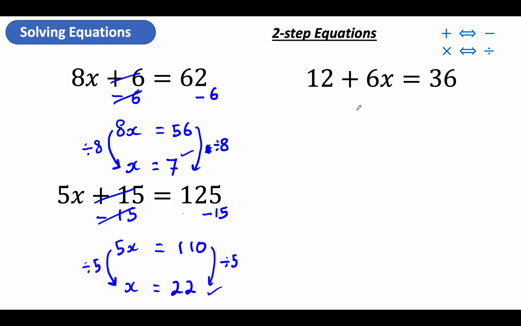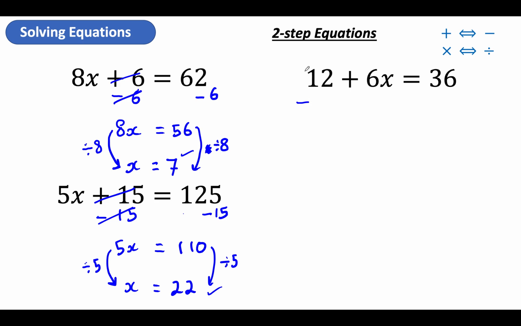Right, 12 plus 6x equals 36. But look, the 6x is over here now. It's not on the left. Confusing. But it's not confusing because we do exactly the same thing as before. But remember, we deal with the number touching the letter last. That's the times we're going to deal with it last. We just deal with the number on its own first if it's there.